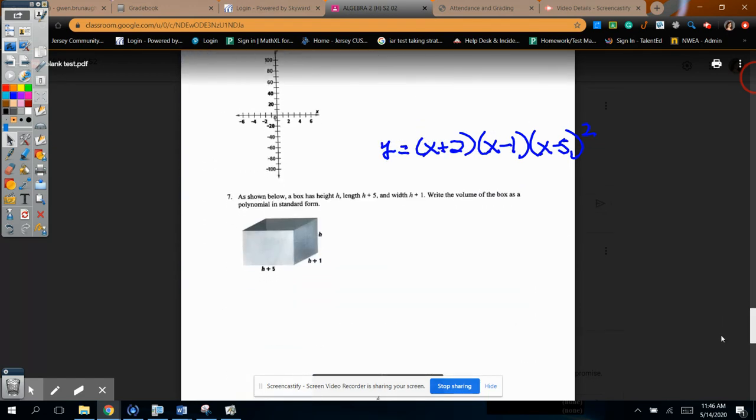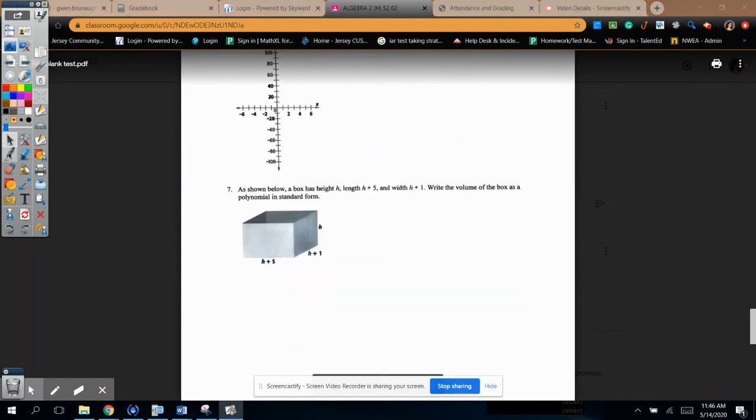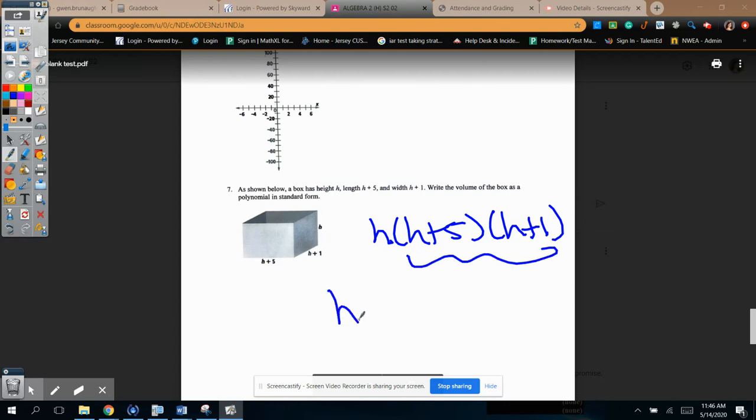Okay, and this guy, we're just going to multiply. So length times width times height, guys. And h plus 1. I like to do the two pieces first.